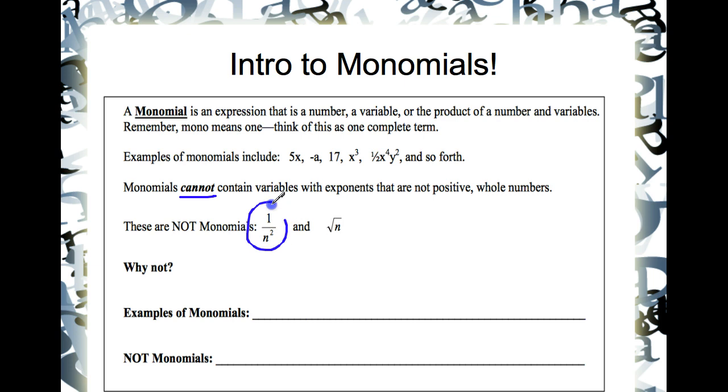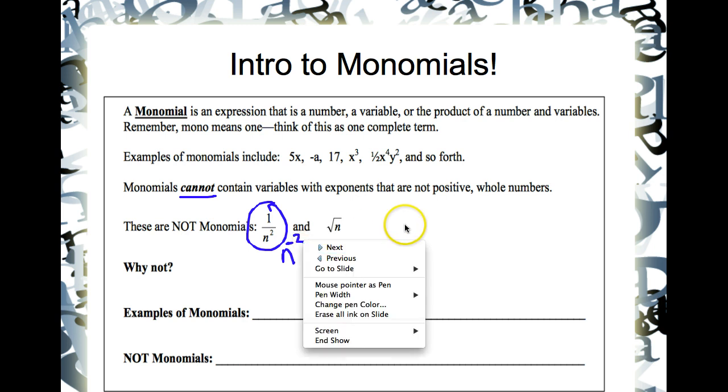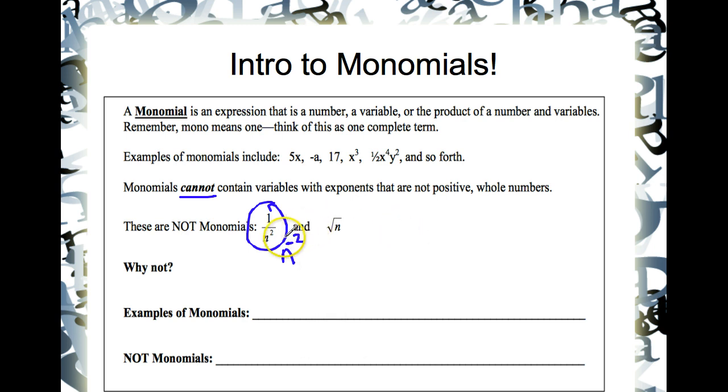So, this guy right here is not classically considered a monomial. You would think it would be looking at it, but again, that 1 over n squared indicates reciprocal. So, it's the same as n to the negative 2 power. Now, that's not a monomial because of the negative power. And you may remember that the square root of something is the same as raised to the power of half. That's not a monomial, again, because you have a fractional power.